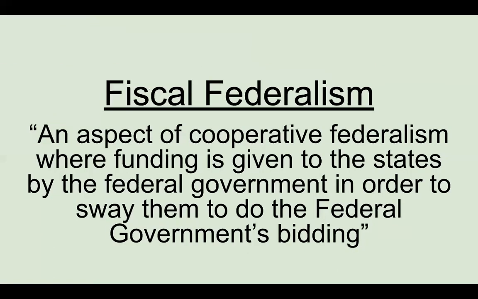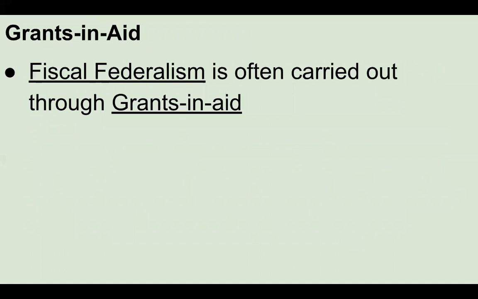And let me actually go back here so we can go over this definition. So fiscal federalism is an aspect of cooperative federalism where funding is given to the states by the federal government in order to basically get them to do what the federal government wants. So it's not exactly, quote unquote, cooperation, but it is nice to have funding to do the things you want to do, right? So they are, in a sense, working together. So fiscal federalism is done through, quote, grants in aid.